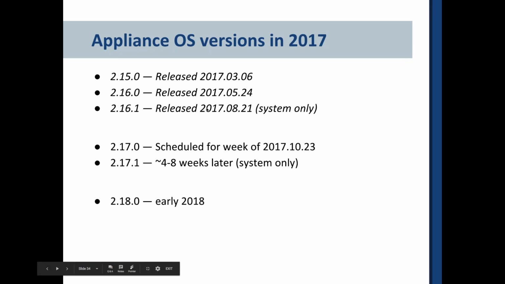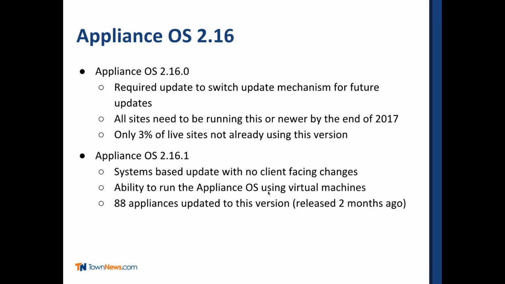We're going to talk about 2.16. 2.16 is an important release. It switched the mechanism that we handle all future updates. Thankfully, we've only got, I think, a total of like 4 sites that are not on this 2.16. If you're not on 2.16 or above, you need to get there by the end of the year or you'll lose your ability to update. And we've been contacting those particular sites aggressively trying to get them to update. And this number is getting down now just to 3%.